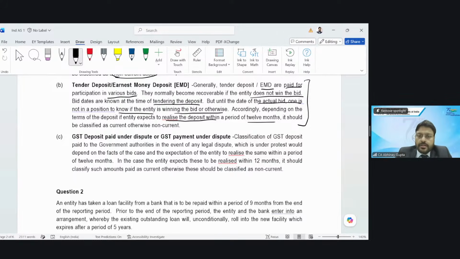GST deposit paid under dispute, or GST payment under dispute.